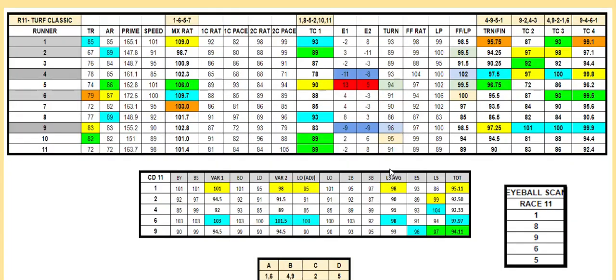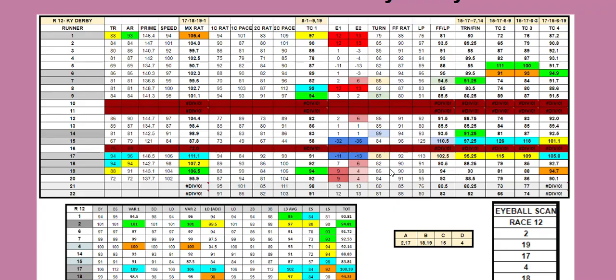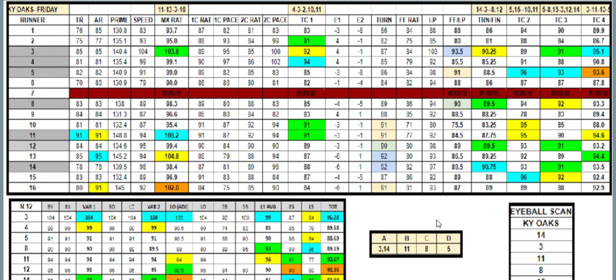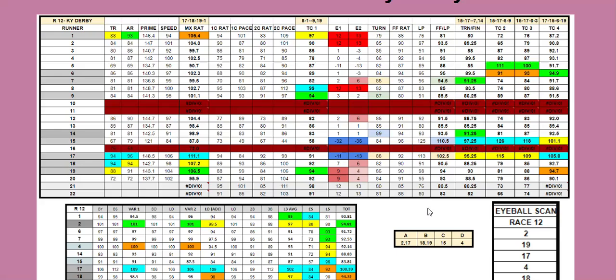But I have every race up until the Derby. And then I also have Friday's Oaks, if you're looking to throw in an Oaks Daily Double. What I'm going to do is, we are going to play a $30 total double. Okay, it's going to be a $1 double. We're going to throw all 5 of these contenders in: 3, 14, 11, 8, 5 with the 6 horses that I have here in the Derby.